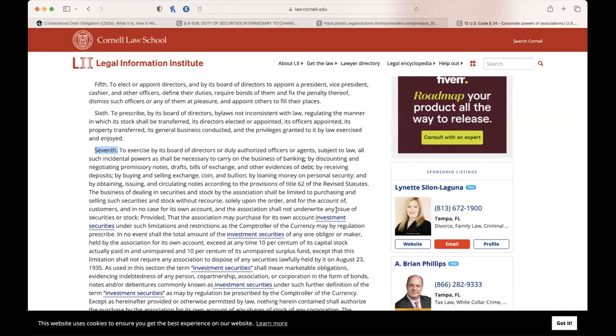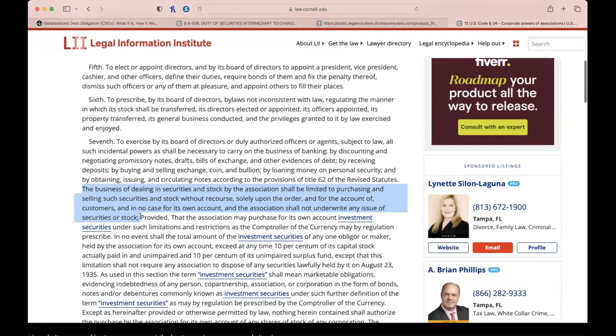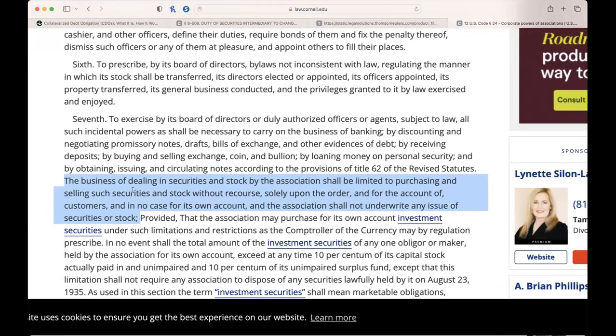So let me get to the part that's most important. All right, so it's actually right here. The business of dealing in securities and stock by the association shall be limited to purchasing and selling such securities and stock without recourse. So that's what all contracts are. They're without recourse, solely upon the order and for the account of customers, and in no case for its own account. We just read that recently, but this is telling you right here, they're doing it wrong.